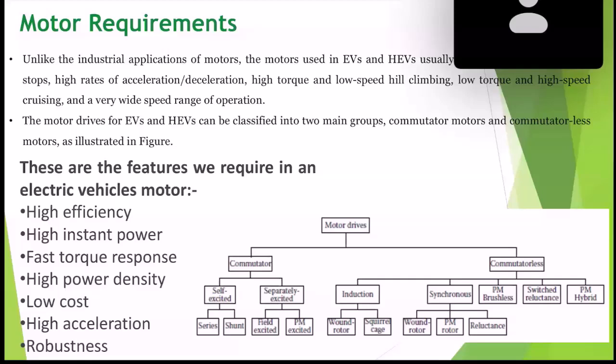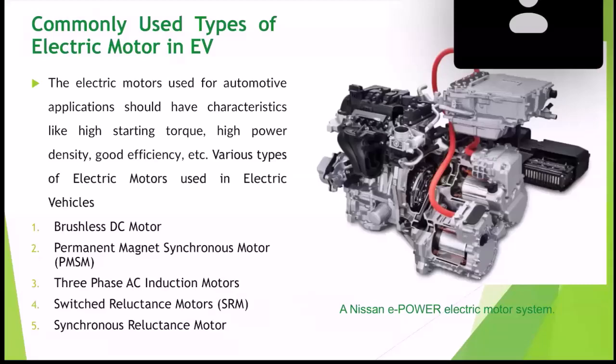So as I told, the electric vehicle motor requirements vary from one application to another. But the most prominently used types of motors in electric vehicles are the brushless DC motor, PMSM motor, three-phase AC induction motor, followed by the switched reluctance motor and the synchronous reluctance motor. And apart from this, some new types of motor are also being developed, like the axial flux motor, with different aspects being developed.